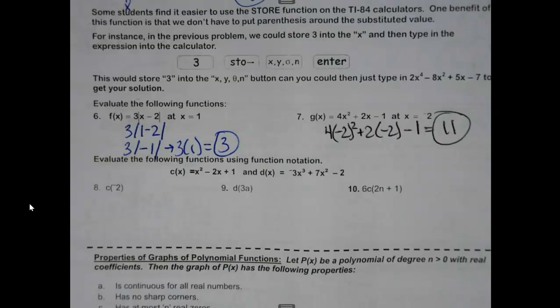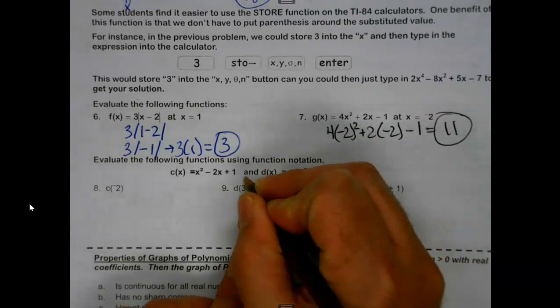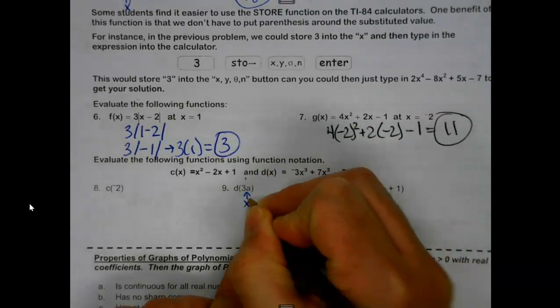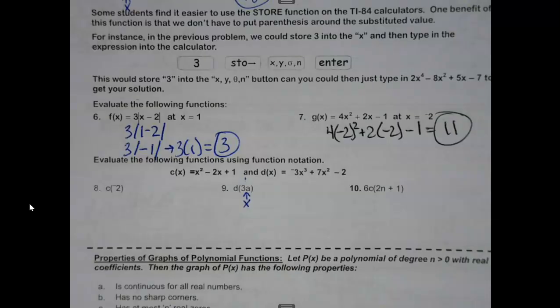Evaluate the following using function. Okay, so we have c of x and d of x. The letter in front just tells you which expression you're using. You're like, c of -2. Okay, we've done that. Then you look at 9, and you go, what the heck is that? d of 3a. Okay. 3a is the value you're plugging in for x. Yes, we're substituting a variable with another variable.